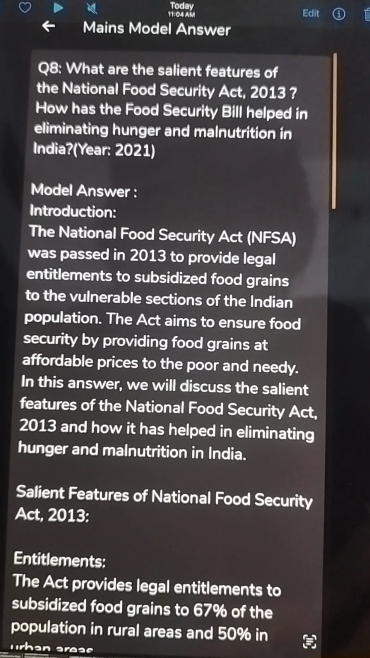First, salient features of the National Food Security Act 2013. First is entitlements.